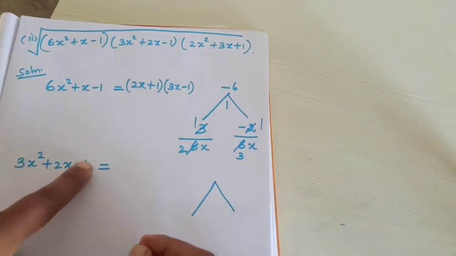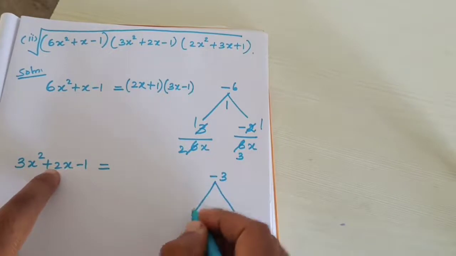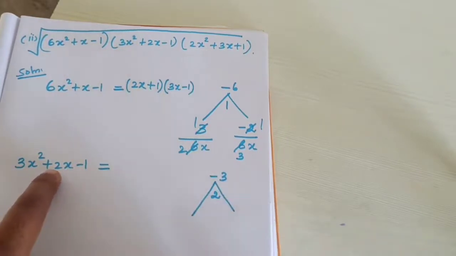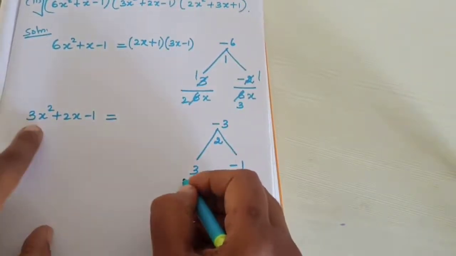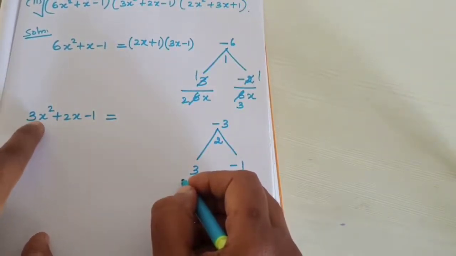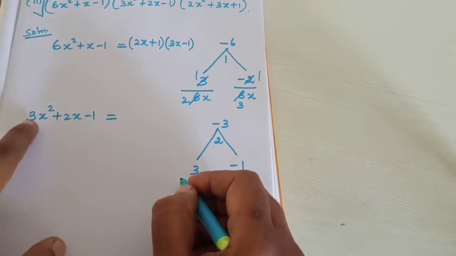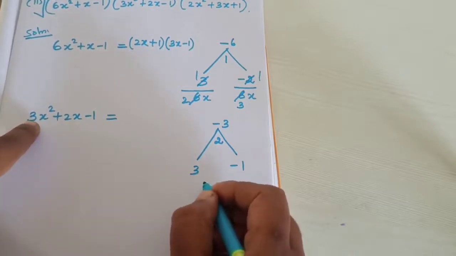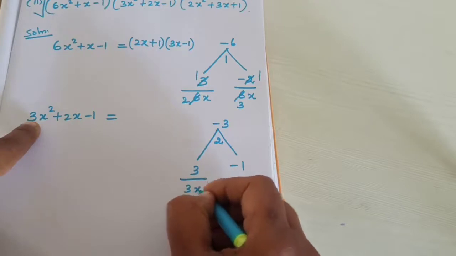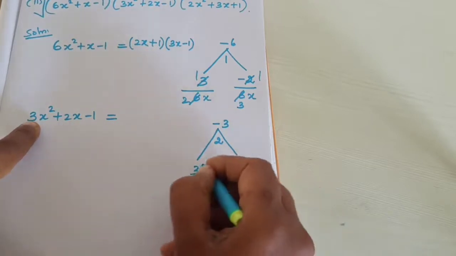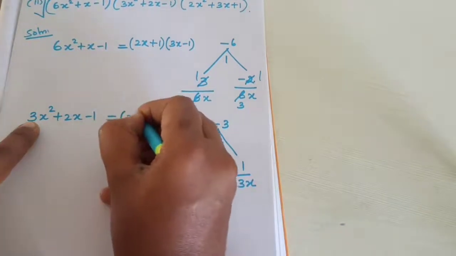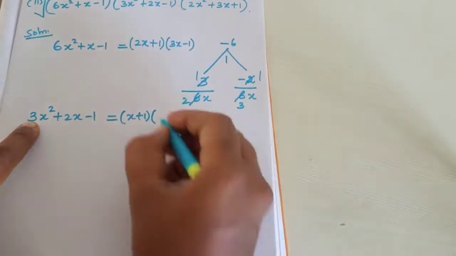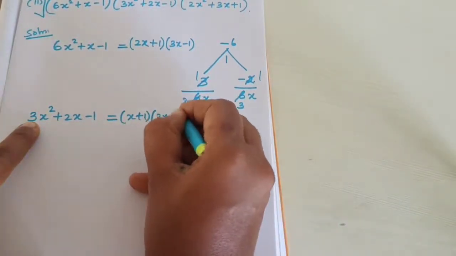Similarly, for the second term, 3x square plus 2x minus 1, the same factorization. Multiplying factor minus 3, addition factor 2. So what is this? Can you guess the answer? 3 and minus 1. Yes, correct. So here see the variable, it has a coefficient. If it has a coefficient, you should divide it by the coefficient. So by 3x, by 3x. 1 3 is 3, here also 1 3 is 3. So 1 is remaining. So x plus 1 into 3x minus 1.